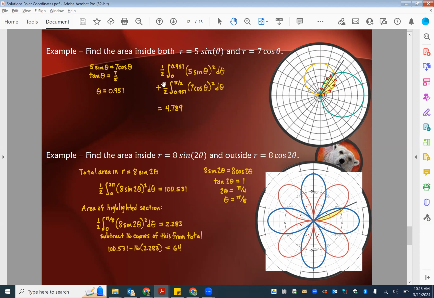I've got that work situated here. I used a calculator to find the angle intersection of 0.951 that shows up as an upper bound in one calculation and then a lower bound in the other. All right, so be prepared to do two separate integrals if you see this sort of trademark circle intersection problem.